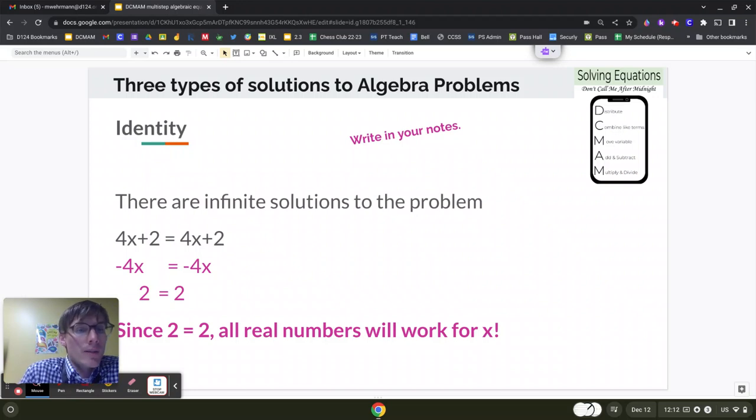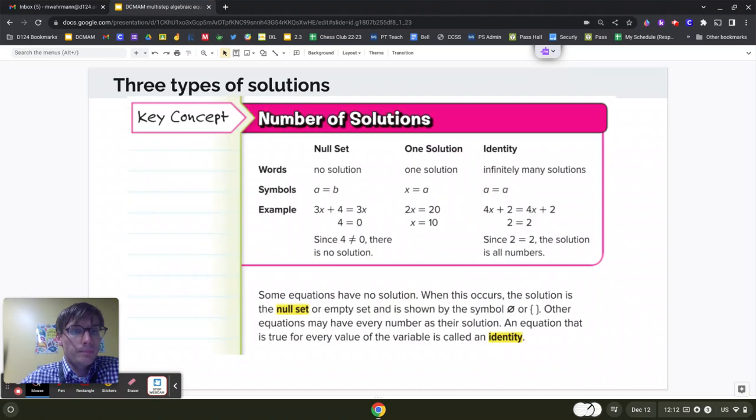So if ever when you solve these problems, you get one number on one side and that same number is on the other side of the equal sign, we know that is an identity, or infinite solutions to the problem. Okay, so for that, you can write identity, you can write infinite solutions, or you can write all real numbers work. All right. So again, these are our 3 types: null set, no solution. For example, in that case, 4 equals 0, like we said. Since 4 is not equal to 0, there's no solutions.